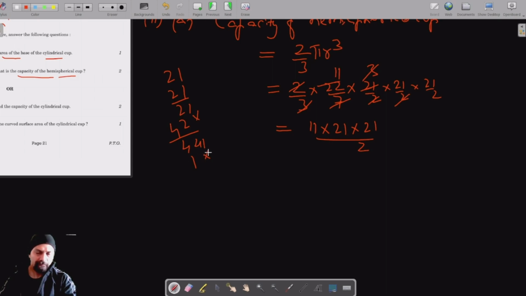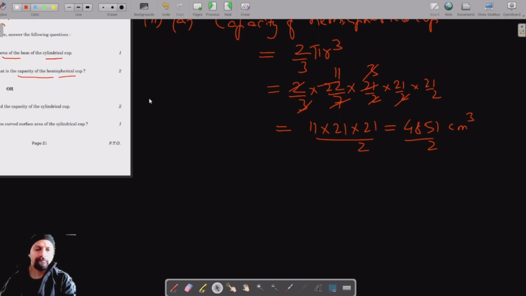Sorry, this is 441 into 11, which gives us 4851 by 2. So this is now 4851 by 2 centimeter cube. This is the capacity of the hemispherical cup.